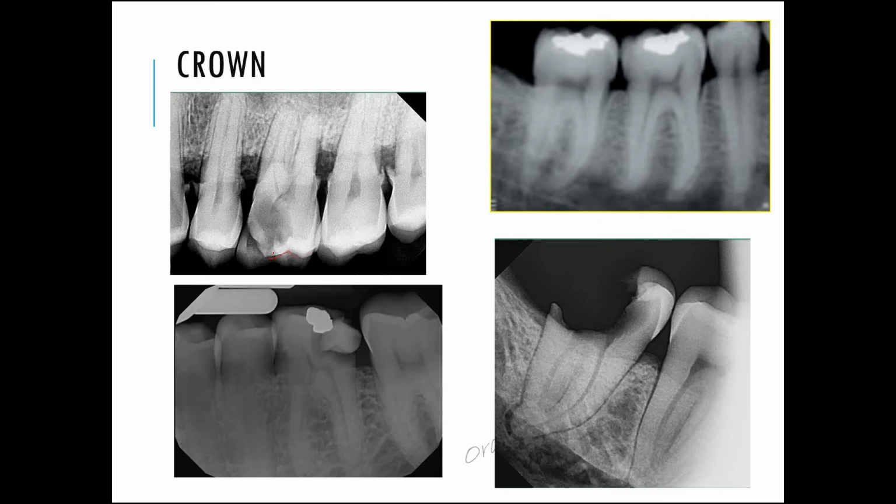As we trace the outline of the enamel, we can see there is alteration in the density or radiolucency that is extending till the pulpal region, suggestive of caries. Here, radio-opacity which is more than that of the enamel is suggestive of restoration, and here we can see there is a restoration as well as a fragment of the tooth that is fractured, and here there is loss of crown structure because of the caries.